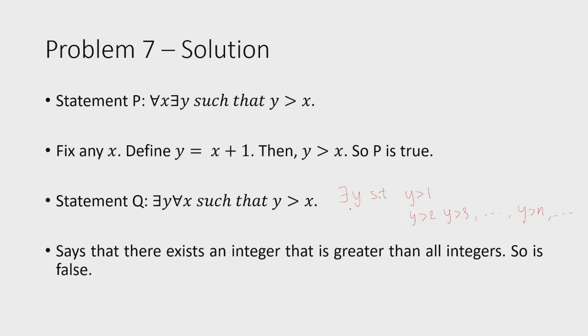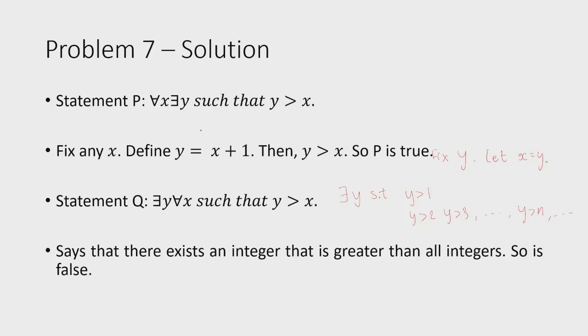Following the principle of well ordering. So basically, no integer can be greater than all the integers, right? Here's a very simple way of proving it. Pick any integer y. Fix y and let x be y. y is not greater than itself, right? So this statement would be false.